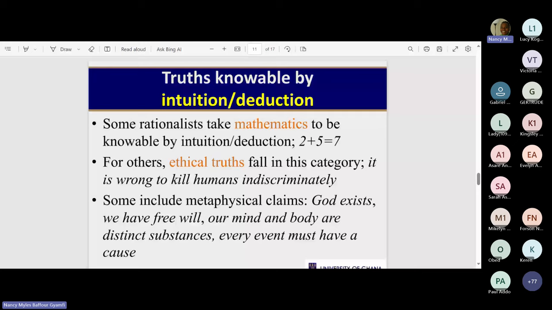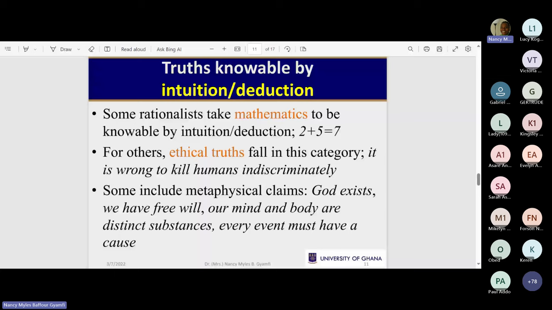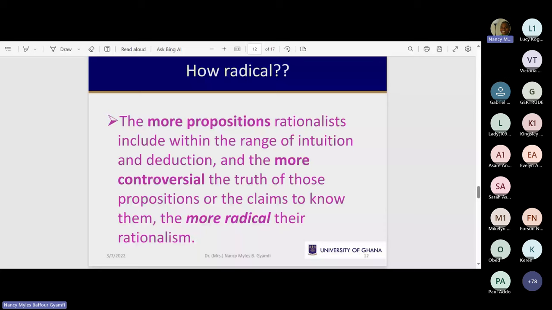Metaphysical claims like God exists, we have free will, our mind and body are distinct substances, every event must have a cause. These are all supposedly intuited truths that lead to deduction, according to some. Look at this, how radical. If you have a lot of claims that you consider to be known by intuition, so many claims, not a few, and you say almost every claim we make, we know it by intuition, it makes your rationalism a radical one.